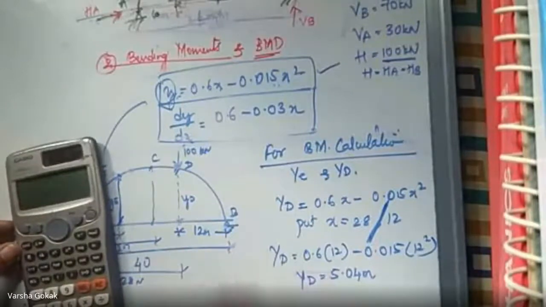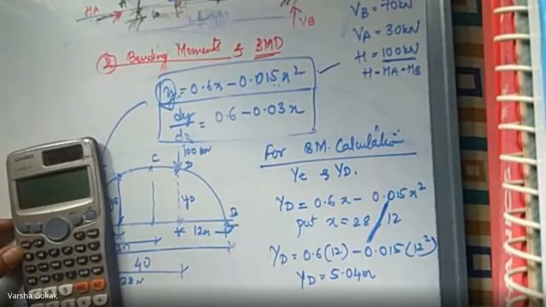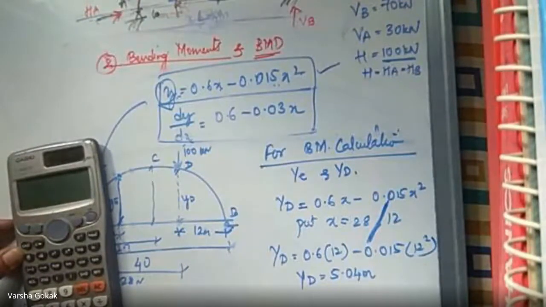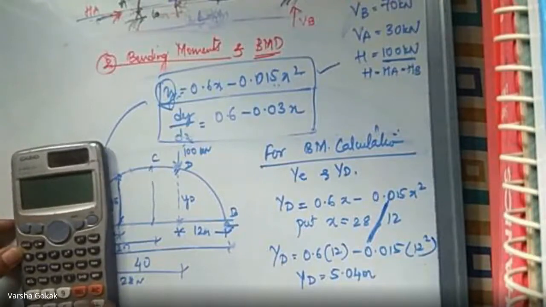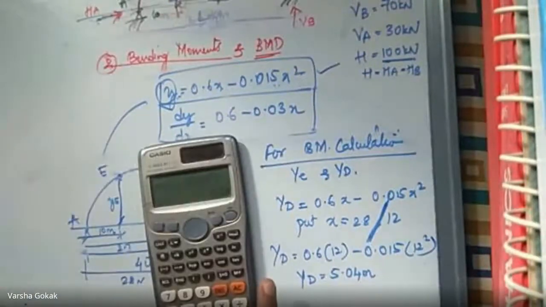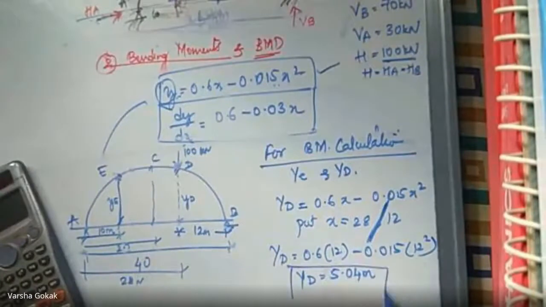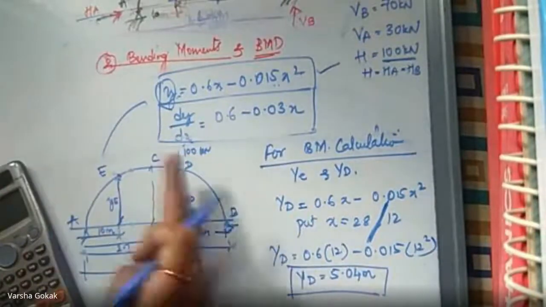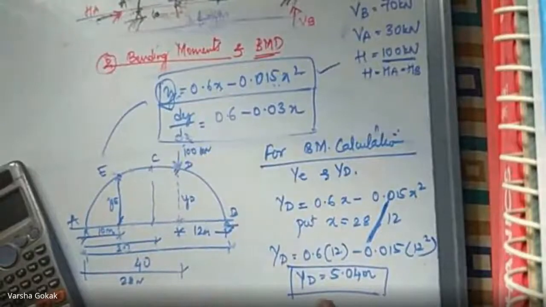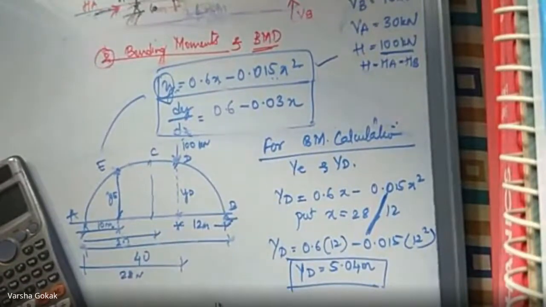5.04 meters. Say if I put 28, what is going to happen? 0.6 into 28 minus 0.015 into 28 square. Again 5.04 only you get. So whether you put this or that, because the equation is the same, parabolic equation, this value is going to remain the same. So YD is 5.04.